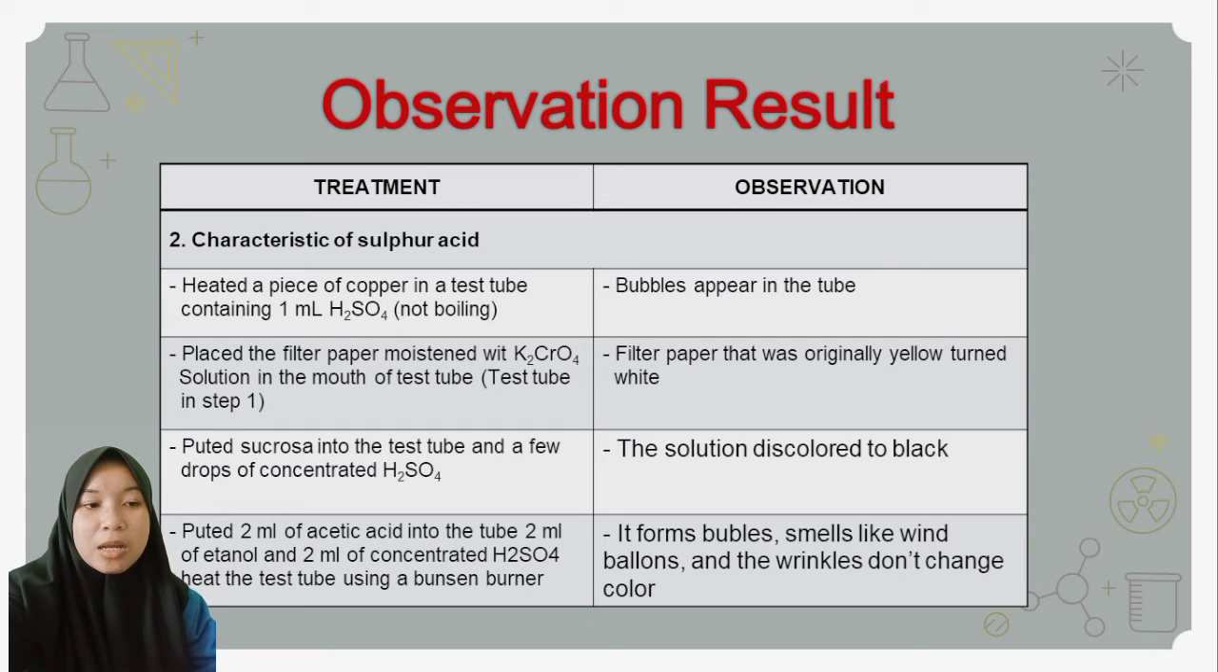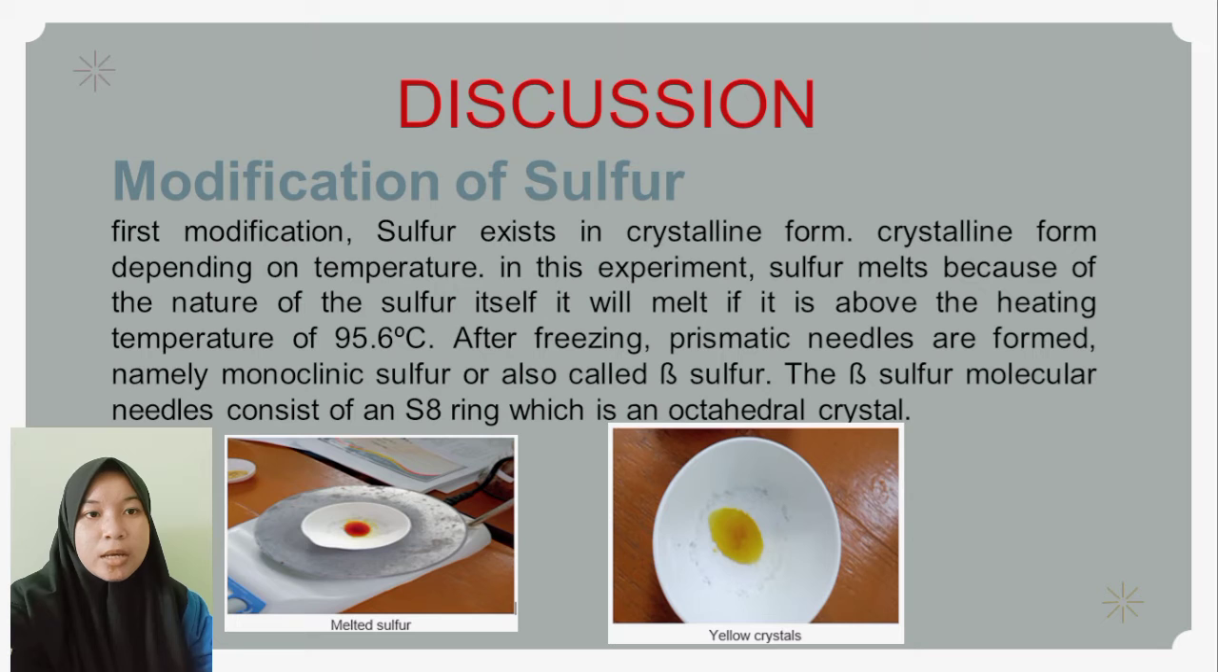And observation: it formed bubbles, smelled like wind balloons, and the wrinkle didn't change color. And 2. Discussion. And 1. Modification of sulfur. First modification. Sulfur exists in crystalline form.